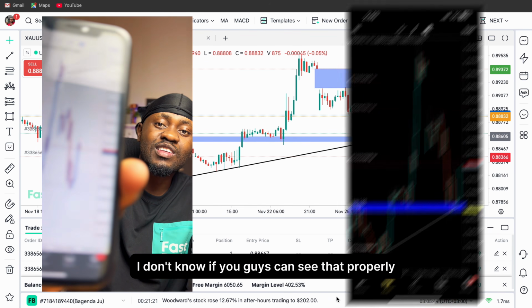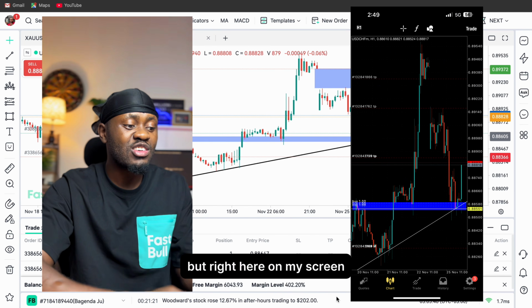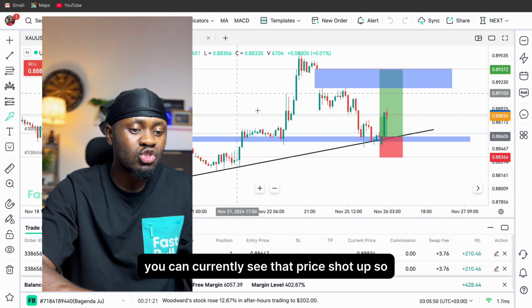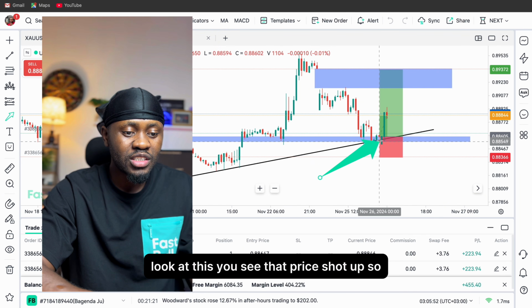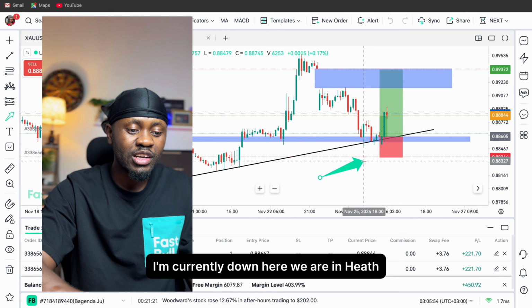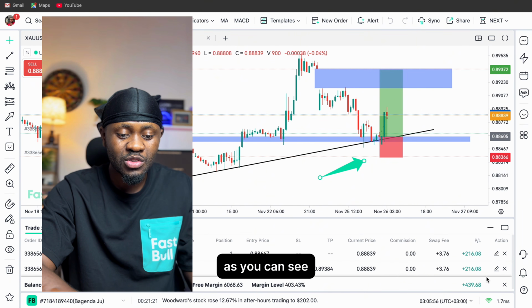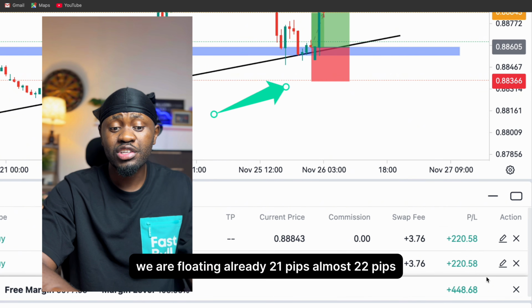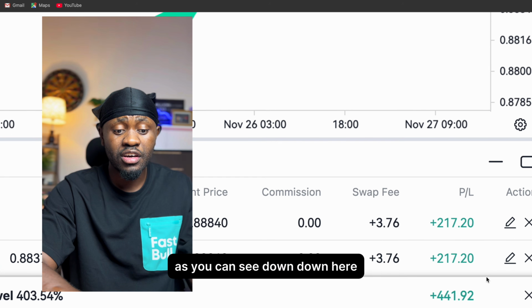I don't know if you guys can see that properly, but right here on my screen, you can currently see that price shot up so much. Look at this. You see that? Price shot up so much. And currently down here, we are in huge profits. As you can see, we are floating already 21 pips, almost 22 pips.